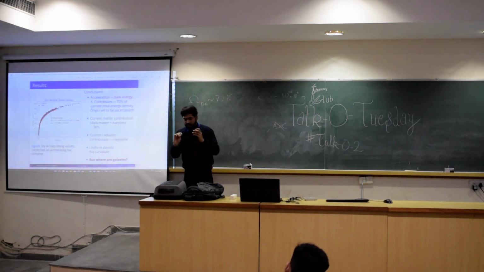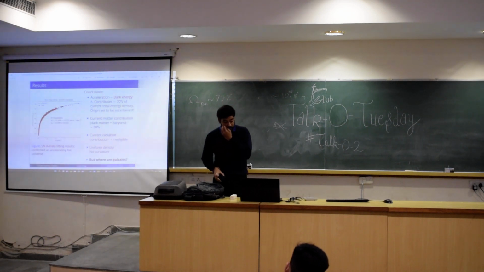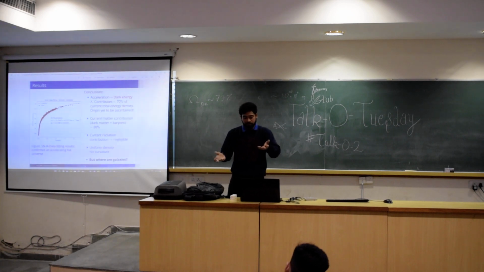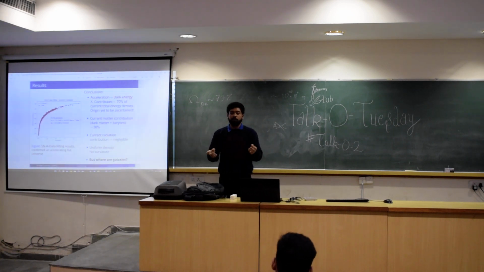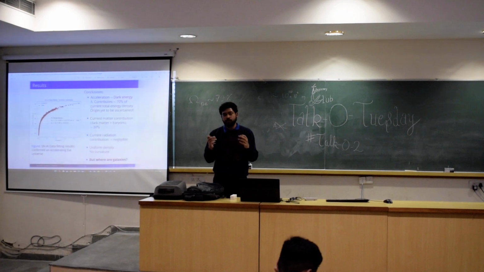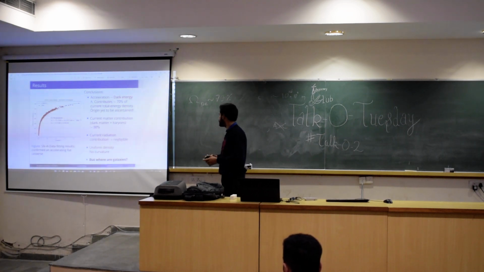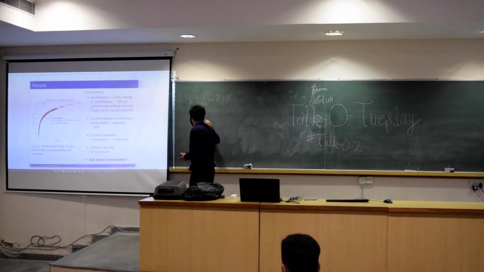Just take time to realize what this actually means. 70% of our total energy density that we currently see in our universe is actually unaccounted for. It is some sort of energy that we know permeates our universe, but we have no clue what it actually is. The rest of the 30% is contributed entirely by matter.